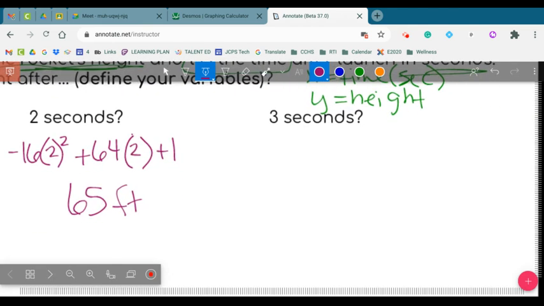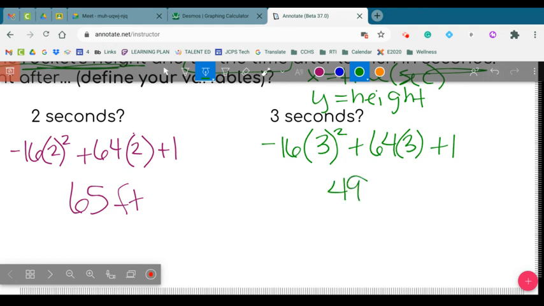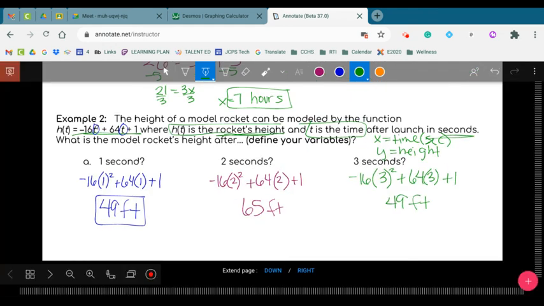And the last one is 3. So we're going to do the exact same thing, but with 3. Negative 16, we change that to 3, plus 64 times 3, and then plus 1. So negative 16 parentheses 3 squared, plus 64 parentheses 3, we don't have to square it, plus 1. You get 49 feet.